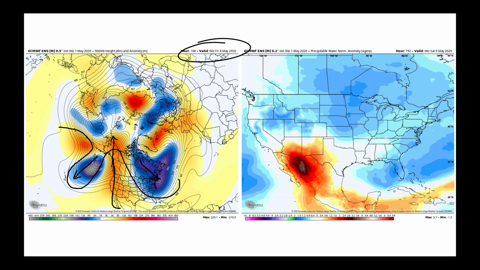Now, something I want to pay close attention to: we were watching here what we call our precipitable water anomaly maps. That tells us where the atmosphere is containing more moisture than normal or less.